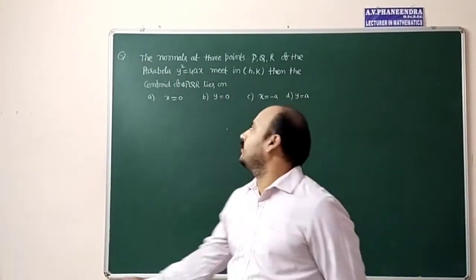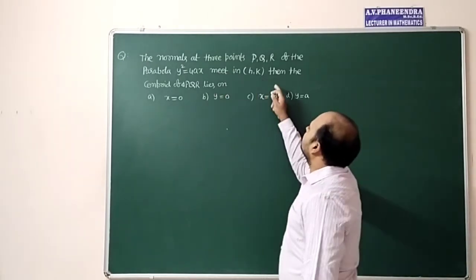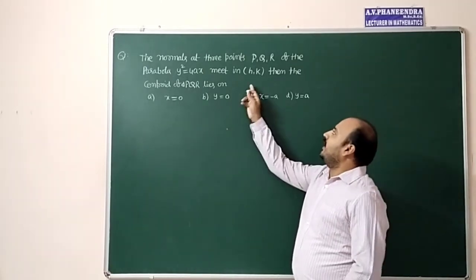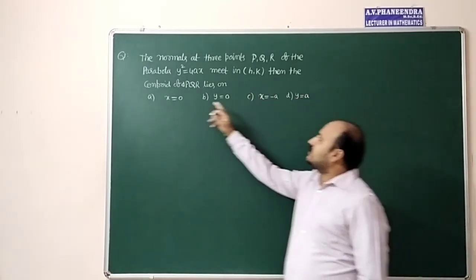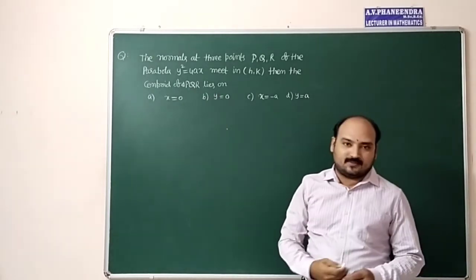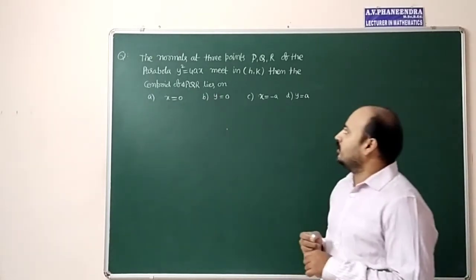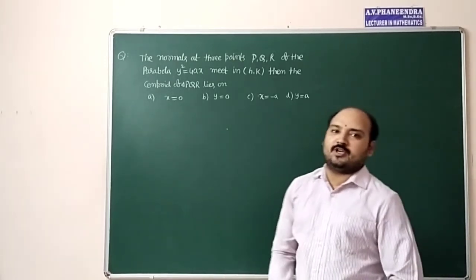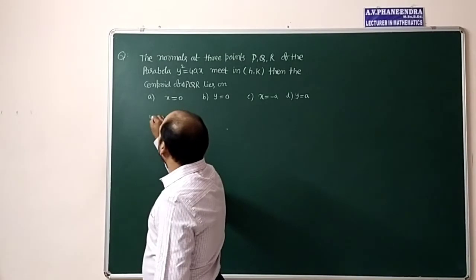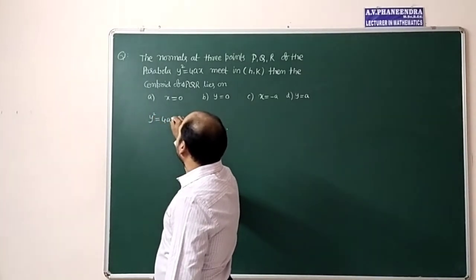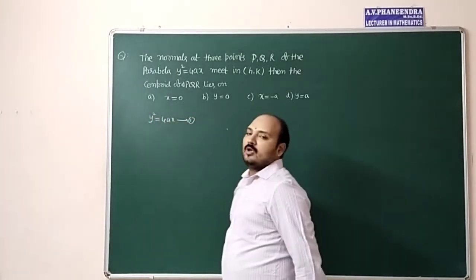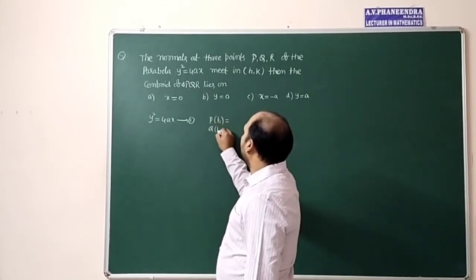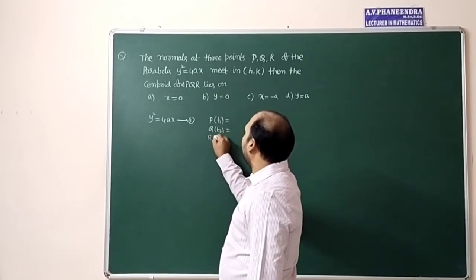The next question. The normals at 3 points P, Q, R of the parabola y square equal to 4x meet in H, K. Then the centroid of triangle PQR lies on what? So here, normals at the 3 points. 3 points means you have to assume general parametric points. So given parabola y square equal to 4x, and P of t1, Q of t2 and R of t3.